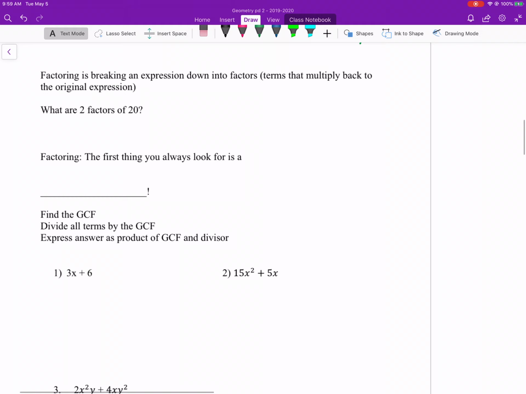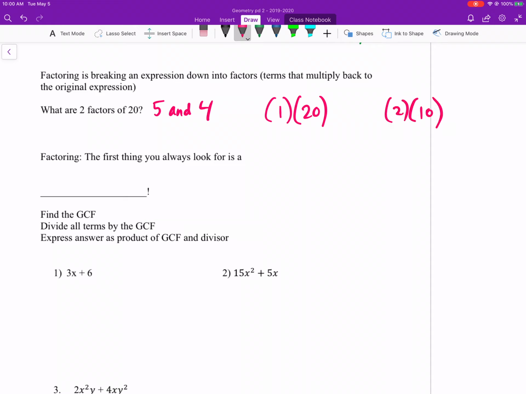Alright, so factoring. Factoring is breaking an expression down into factors, terms that multiply back to the original expression. So what are 2 factors of 20? What are values that multiply to give you 20? Maybe 5 and 4. Maybe 1 and 20. Multiplication, 1 times 20 gives you 20. Or 2 times 10. Just values that multiply to give you 20.